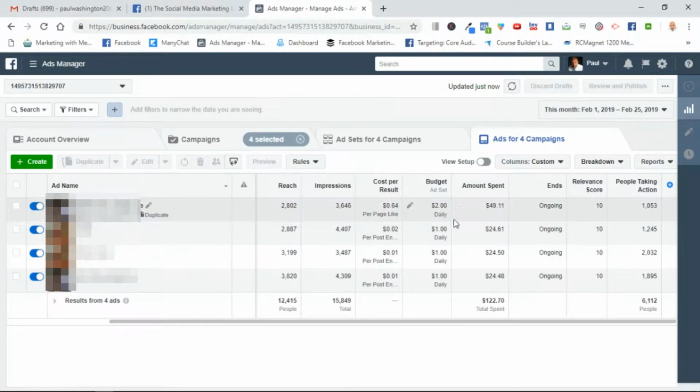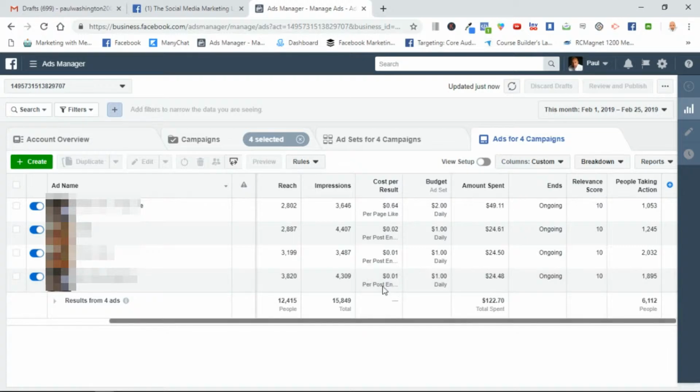As you can see, I'm not spending a lot of money. I'm spending $5 a day throughout 4 different ads. And I'm getting reactions for as little as 1 cent per engagement. So I'm literally getting a lot of bang for my buck because I'm only spending $1 on that ad. So hopefully that gives you an idea that I have an understanding of how Facebook marketing works. And so let me share with you how you can make it work for you.